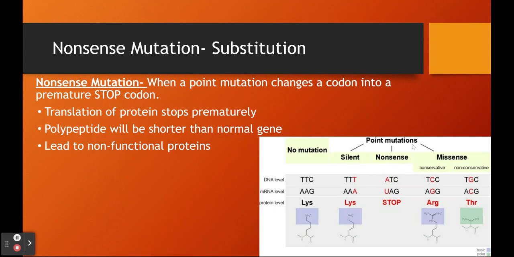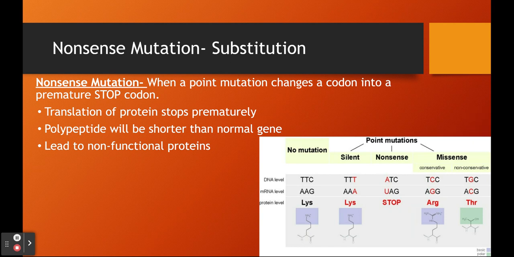Okay, nonsense mutations. This is my favorite because you get nonsense. I love the word nonsense. So in a nonsense mutation, a point mutation occurs where you're going to get a premature stop codon. When you get this stop codon and it happens early, what happens? The protein stops being translated early. And if the protein stops being translated early, you do not have your full functional protein.